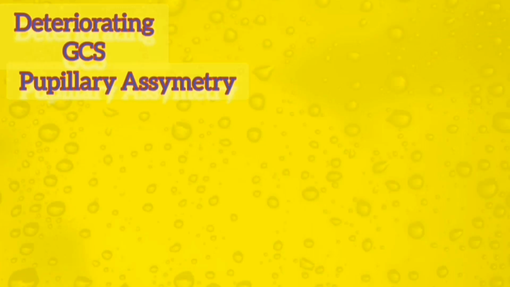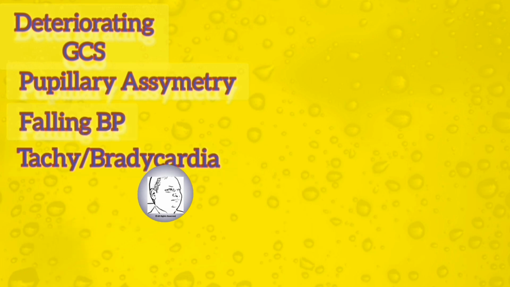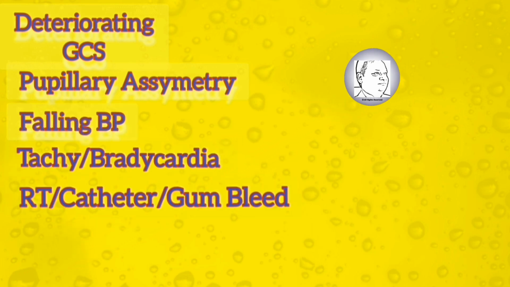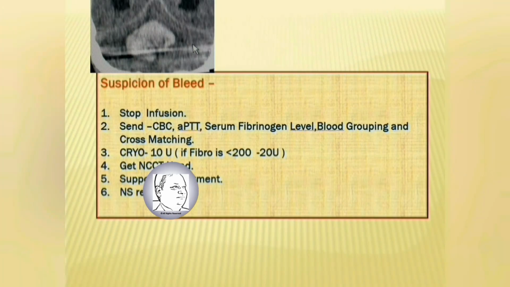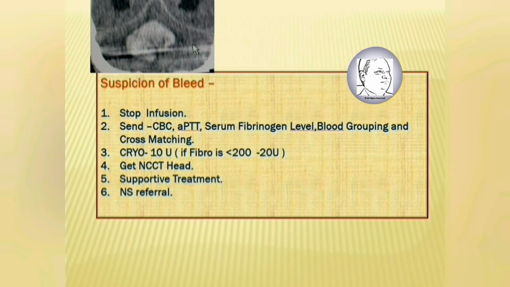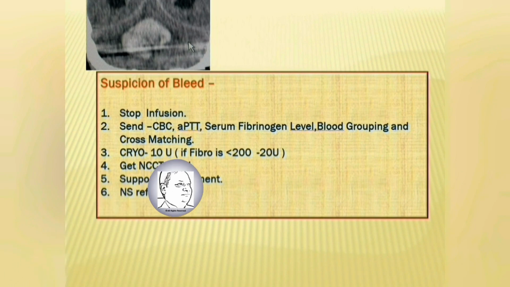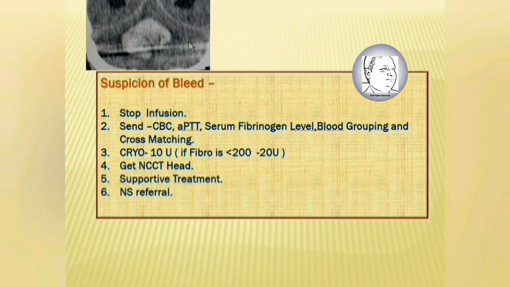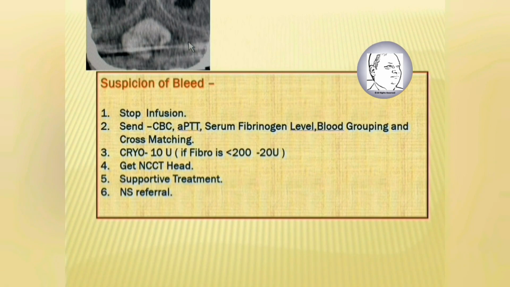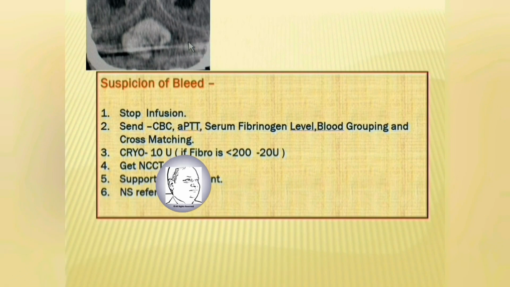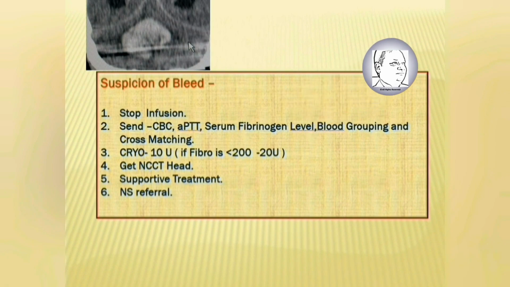Suspicion of bleed is indicated by deteriorating GCS, pupillary asymmetry, falling BP, tachycardia, bradycardia, arterial puncture bleed, catheter site bleed, gum bleed, or falling saturation. If yes, stop infusion of rTPA, send CBC, fibrinogen, blood grouping and cross matching. Give cryo 8 units if fibrinogen level is less than 100. If excessive external bleed is there, give aminocaproic acid 10 gram in 100 ml NS over 1 hour. Get an urgent CT scan head done, and if ICH is there, get an urgent neurosurgeon referral.